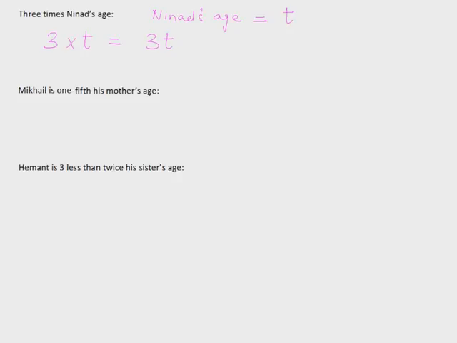Mikhail is 1/5 his mother's age. So I firstly need to denote Mikhail's mother's age. So mother's age can be denoted by m. So if his mother's age is m, Mikhail's age is 1/5 of that. So I multiply his mother's age by 1/5. So that's 1/5 times m. That is m by 5. I could equivalently just divide his mother's age by 5 to get 1/5. So Mikhail's age is m by 5.